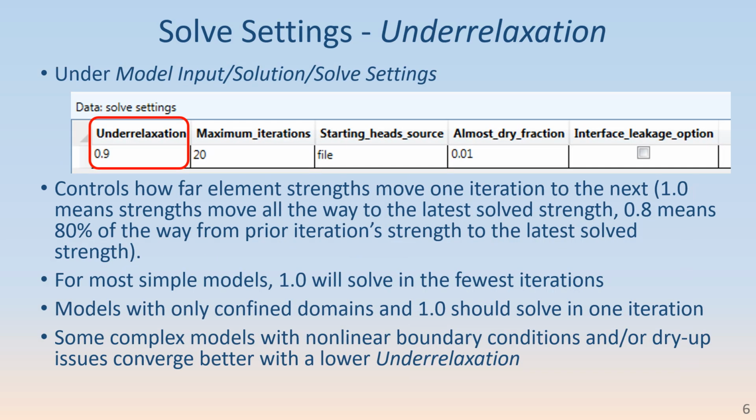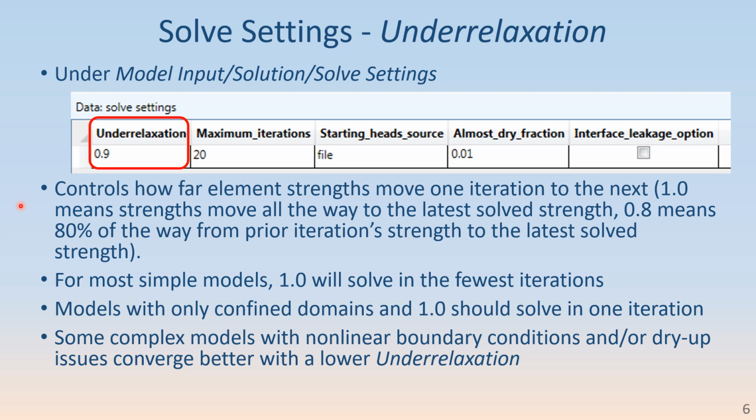Under solve settings, there are some inputs that bear explaining. This term, the under relaxation, is a factor that you input that determines how far the element strengths will move from one iteration to the next. If you put in 1.0 there, then the strengths at the newest iteration will just be what they are at the end of that iteration. If you put in something less than 1.0, like 0.9 here, then the element strengths will move 90% of the way from the previous iteration strength to the latest solve strength.